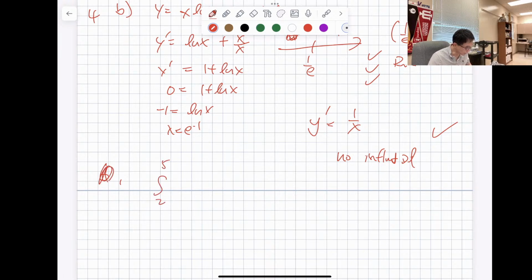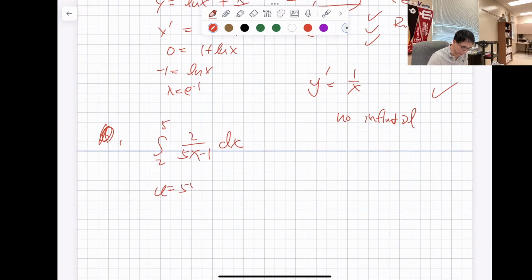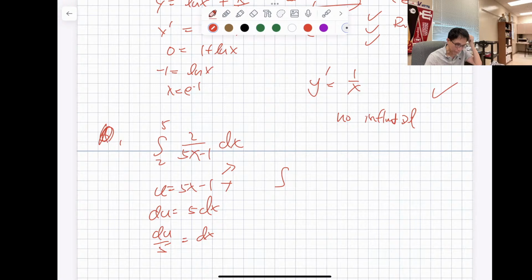The integral from 2 to 5 of 2 over 5x minus 1 dx. So u equals 5x minus 1, du equals 5 dx, and then du over 5 equals dx. So that is going to change the boundary. What is the boundary change? 24, and this is 9. So it will be 2 over u, and then this is going to be du over 5. So 2 over 5 in the front, 2 over 5, and this is 24 and 9, so ln of 24.